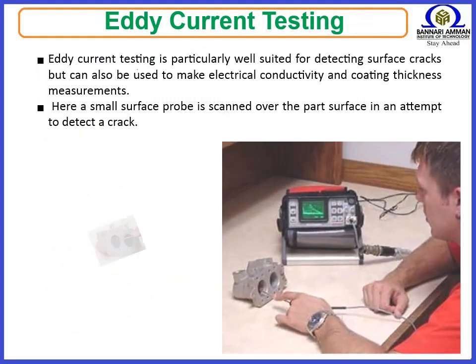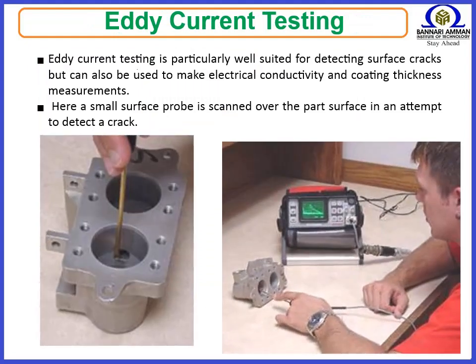Eddy current testing. Eddy current testing is particularly well suited for detecting surface cracks but can also be used to make electrical conductivity and coating thickness measurements. Here a small surface probe is scanned over the part surface in an attempt to detect a crack.